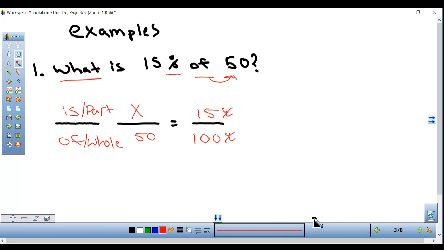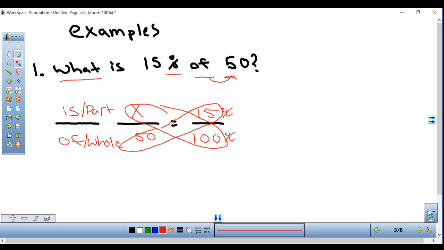Now I set my proportion up, and I've got some options here. I can either use cross products or factor of change. I'm going to go ahead and do cross products first, and then I'll show you what factor of change looks like. So cross products is exactly what it sounds like. We are going to go across, and we're going to find the product. Product means multiplication.